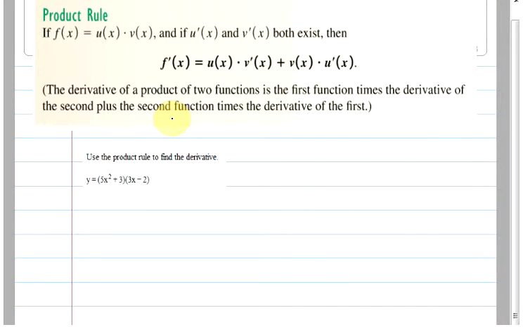In this video, I'm going to show you an example of the product rule for derivatives. I'm also going to show you an example of the quotient rule for derivatives. And we'll start with the product rule, which I have stated here at the top of the screen.